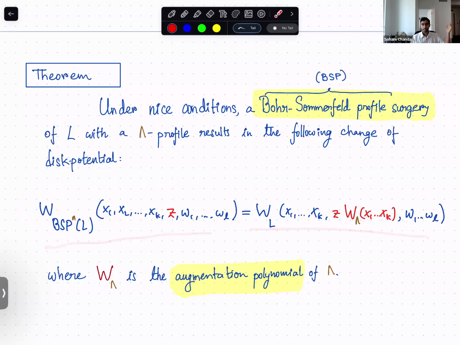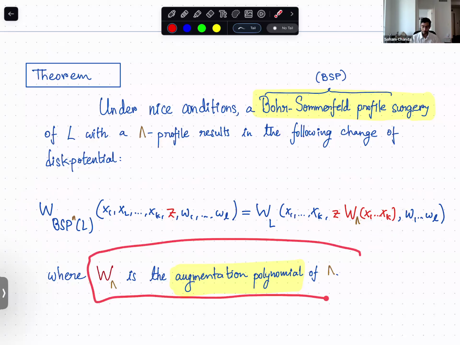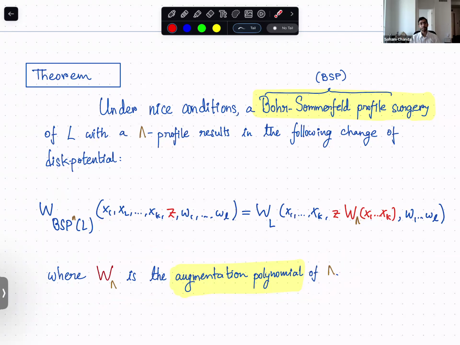If you have never seen disk potential, it's just a polynomial associated to a Lagrangian. So this is the polynomial before surgery. This is the polynomial after surgery, and they are related, as you can see, by just changing one variable. The variable z is changed to z times some other polynomial, where this polynomial only depends on the profile I was using. And this can be thought of as a generalization of disk surgery, as we'll see.